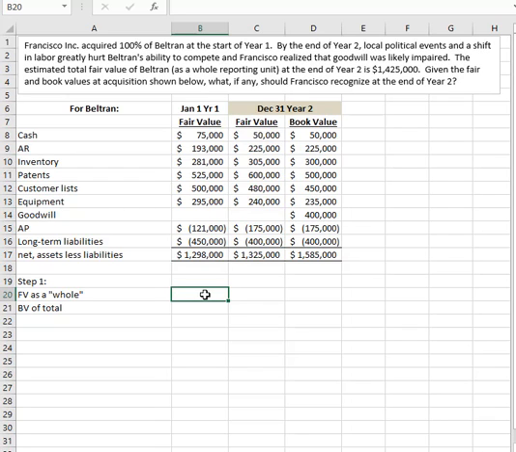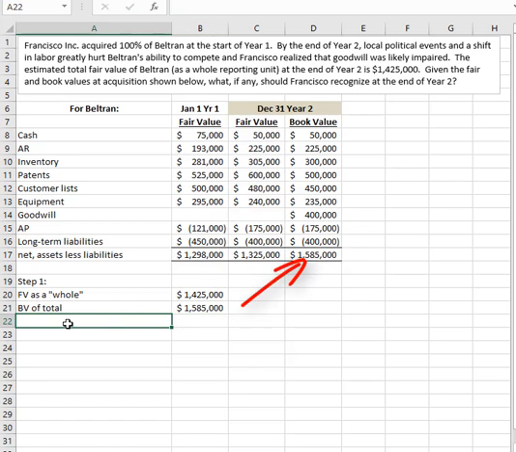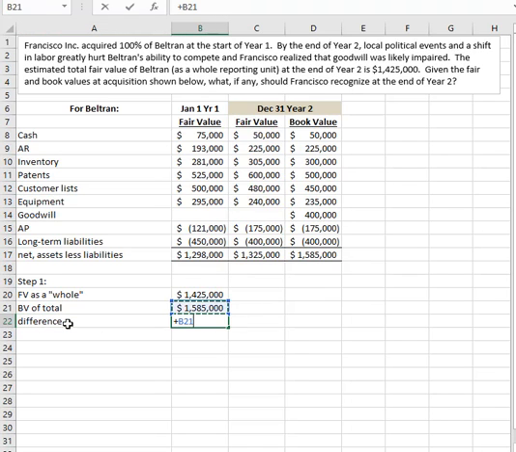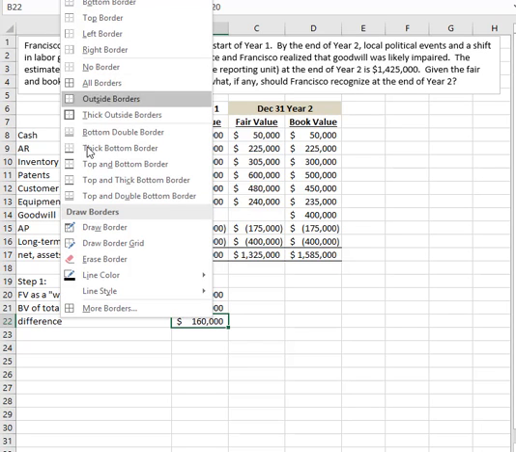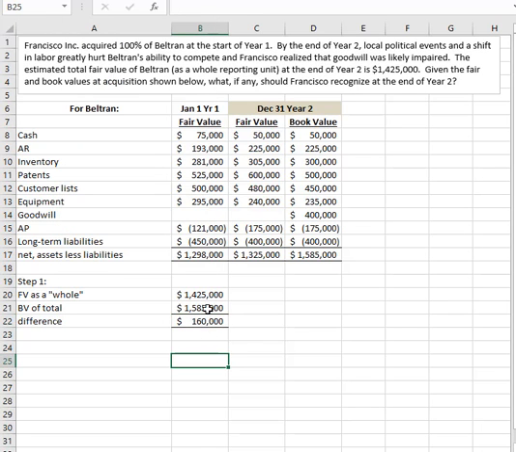So anyway, the fair value of the whole, they say, is this $1,425,000, and then the book value of the whole as of the end of the year they give you there. And so the difference, the $160,000, since the book value is higher than the fair value, you have potential impairment of goodwill. And so then you go about doing what is the amount that implied goodwill is.